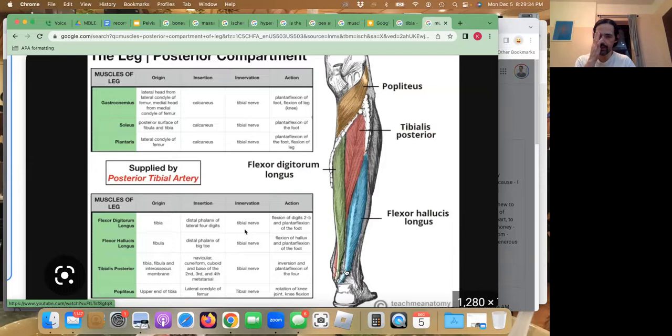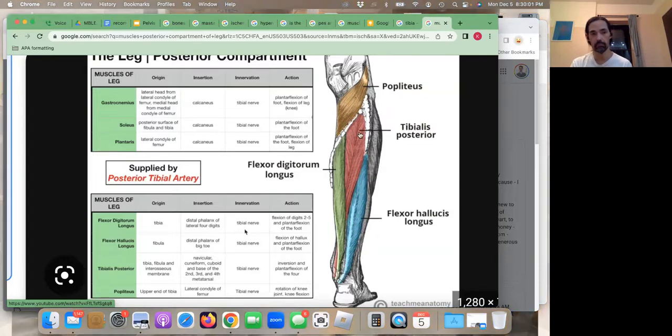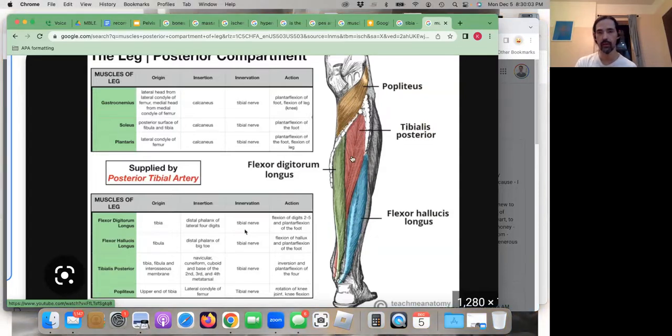So how do we remember these? First of all, if you count the two heads of the gastrocnemius muscle plus the soleus and plantaris, that's 4, 5, 6, 7, 8. There are 8 or 9 muscles just in the back of the lower leg alone. That's a lot. So let yourself get it wrong once in a while.